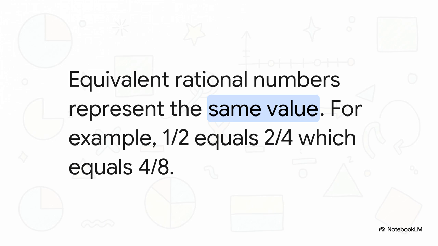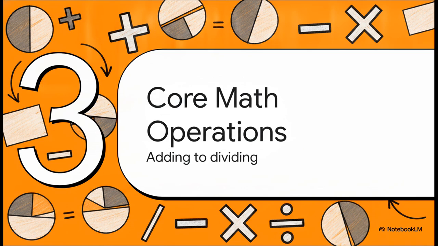By multiplying or dividing the top and bottom by the very same number, you change the disguise, but the core value remains absolutely identical. Okay, on to section 3, core math operations.